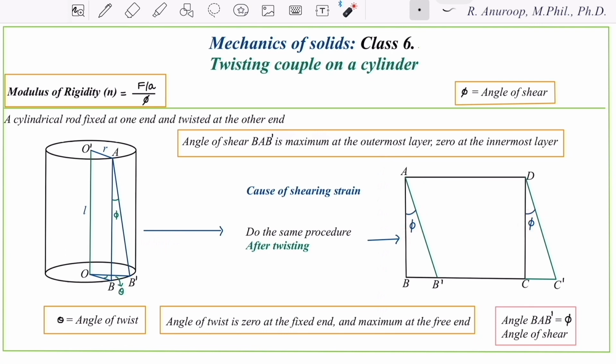This is how shearing strain happens inside a cylinder when it is fixed at one end and twisted by a couple at the opposite end. Here BAB dash is equal to phi, the angle of shear, and the angle of shear is maximum at the outermost layer and it is 0 at the innermost layer, because at the outermost layer the displacement BB dash or CC dash is maximum. Here theta is the angle of twist.